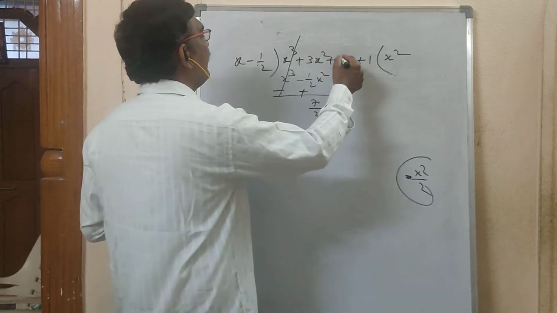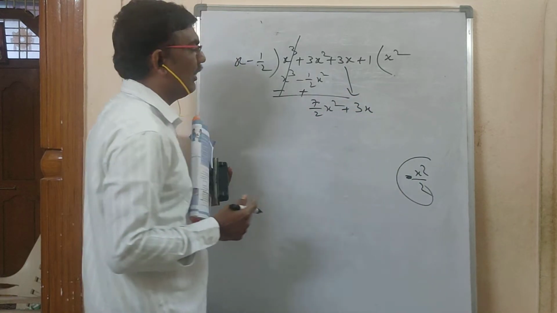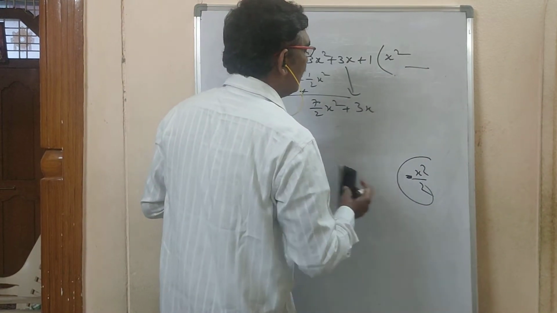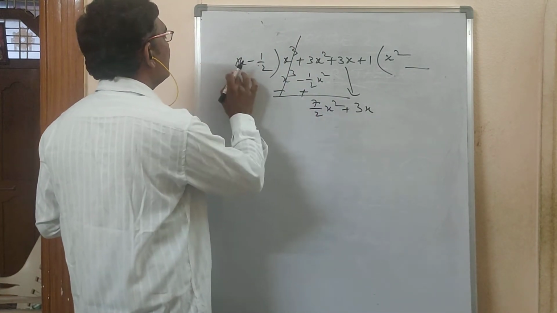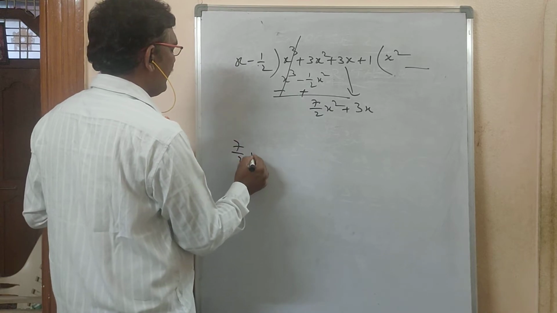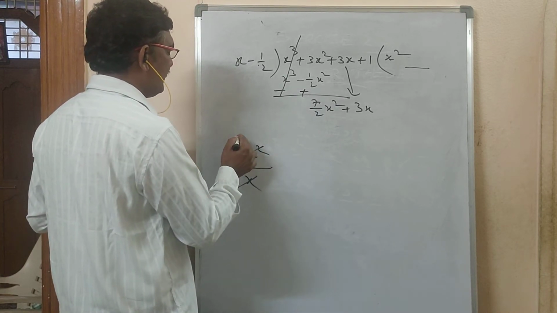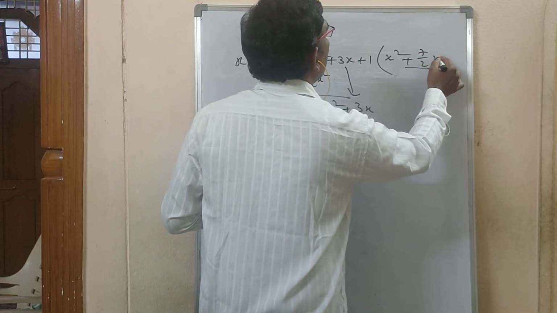Okay. Now I have to take one term down. 3x, I took it down. Next I should write some number over here or not? What will that term be? In this first term, 7 by 2 x square by x, x cancelled. What remained here? 7 by 2 x. 7 by 2 x you have to write here.